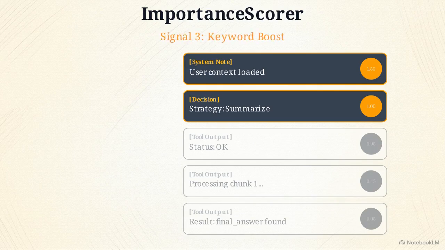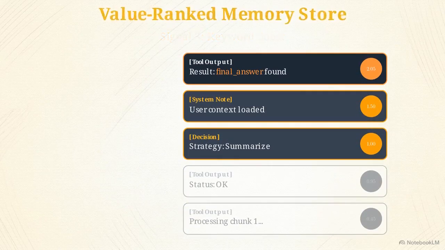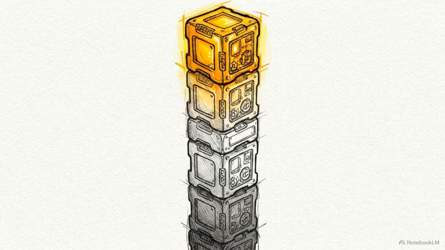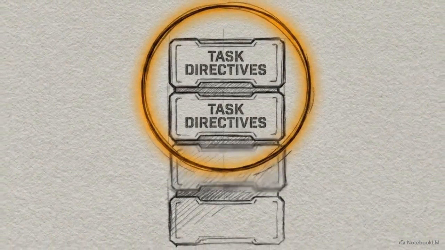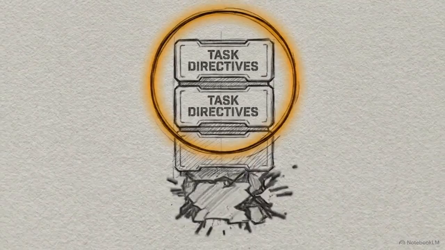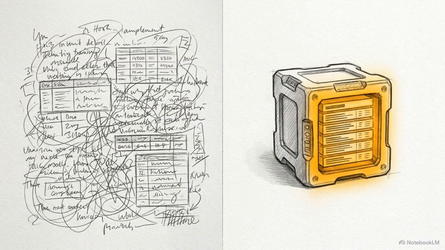The final signal is a heuristic keyword boost. Any entry containing predefined, goal-related strings receives an immediate bump in ranking. Combining recency, type weight, and keyword matches allows the importance score to output a continuously ranked memory store. Because this sorting happens constantly, the least valuable tokens sink to the bottom of the stack. This multi-signal approach ensures that the facts the agent needs to complete its task are mathematically insulated from the automated cleanup.